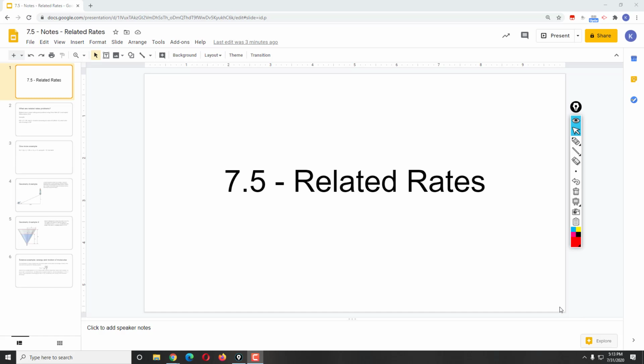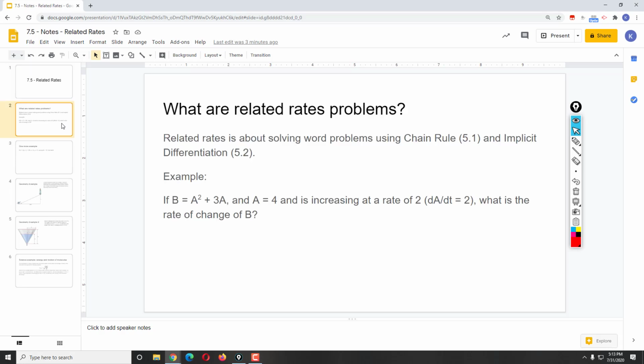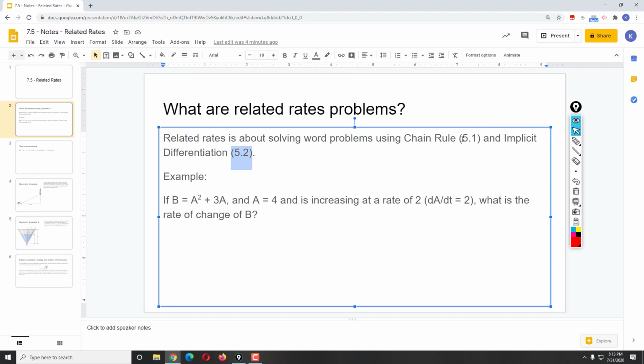Welcome to Unit 7, Lesson 5, Related Rates. What are related rates problems? Related rates is really about solving word problems using chain rule and implicit differentiation. So it's a good idea to go review topics 5.1 and 5.2 in Google Classroom if you don't feel confident about these two topics.